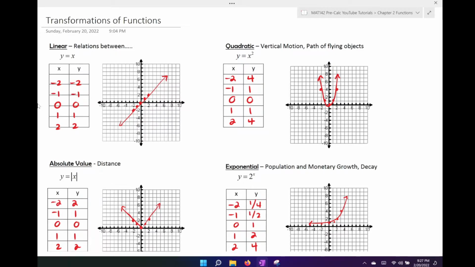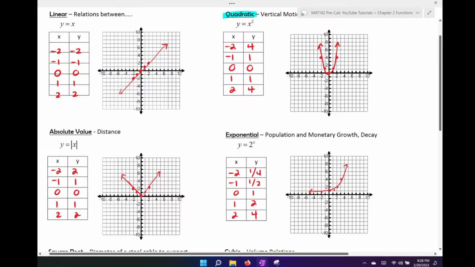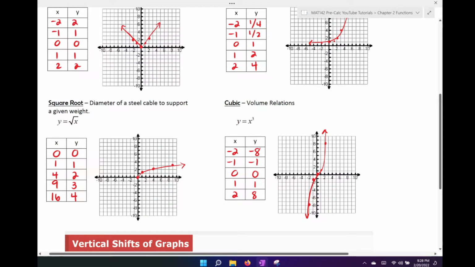So the first is going to be a linear relationship, okay? The second, I'm going from left to right, so the second is going to be quadratic, all right? And I'm giving you little examples of where these functions are actually used. So linear, relationships; quadratic, vertical motion, path of flying objects. Absolute value would be distance, okay? Exponential would be population or monetary growth, also decay, like half-life and stuff like that. Then we have a square root, which would be like diameters and everything like that. And then finally, cubic, which is volume relations.